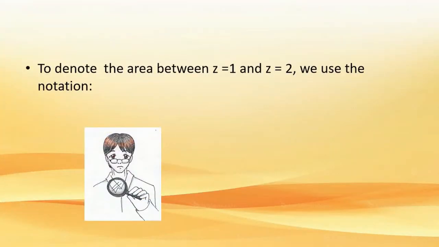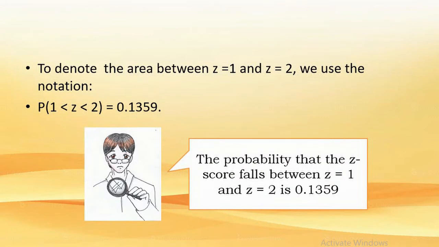To denote the area between Z = 1 and Z = 2, we use the notation P(1 < Z < 2), which is equal to 0.1359. The probability that the Z score falls between Z = 1 and Z = 2 is 0.1359.